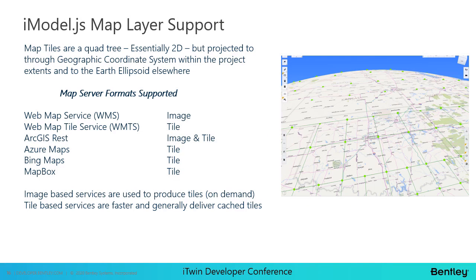Okay, the final type of tile that I'm going to discuss is map tiles. And map tiles are essentially a hierarchical level of detail tree with 2D tiles. And in iModel.js, we project those tiles into the geographic coordinate system of the project within the project extents, so that the map data always aligns with the project coordinate system, no matter which system the map tiles originate in. And then outside of the project extents, we project them to the Earth ellipsoid, and you can see that in the image on the right.